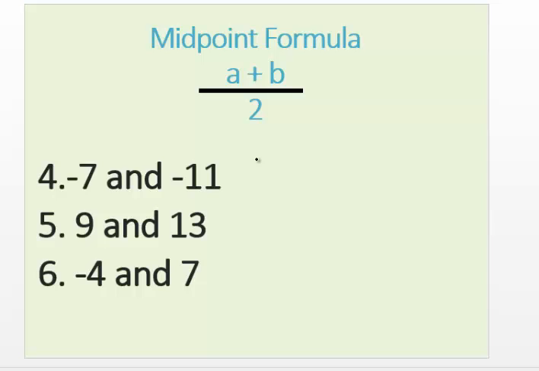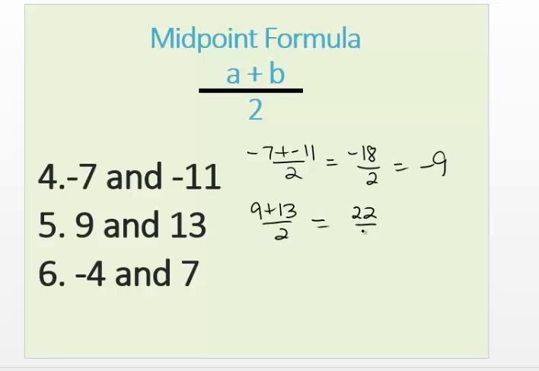So I'm going to add these together, negative 7 plus negative 11 divided by 2. That gives me negative 18 over 2, which is negative 9. And then 9 plus 13 divided by 2. That ends up giving me 22 divided by 2, which is 11. And then this last one, negative 4 plus 7 divided by 2. That gives me 3, and 3 divided by 2 is 1.5.